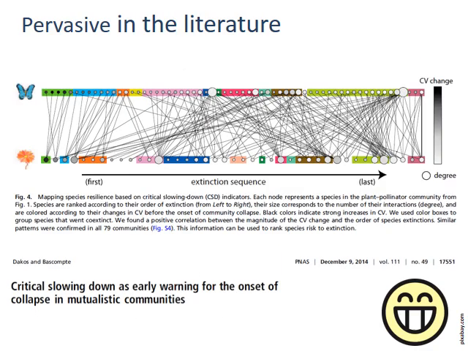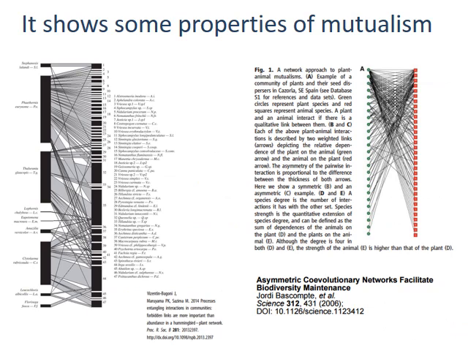The bipartite plot is pervasive in the literature of mutualistic networks. Despite its simplicity, it is quite flexible. Playing with colors, sizes, shapes, and order, it may produce amazing results. The bipartite graph shows some properties of mutualism.